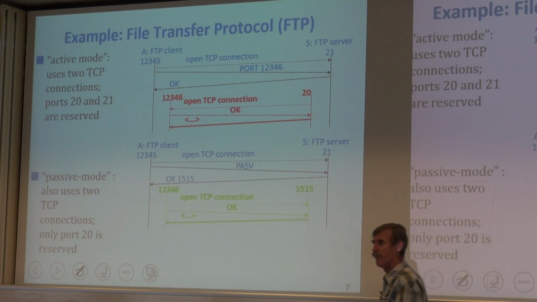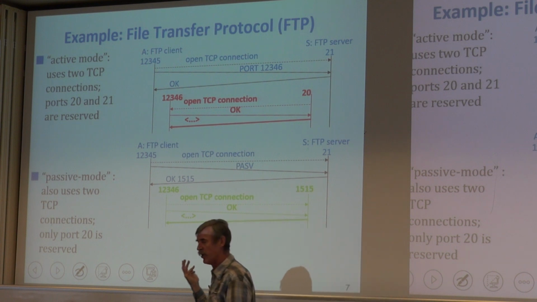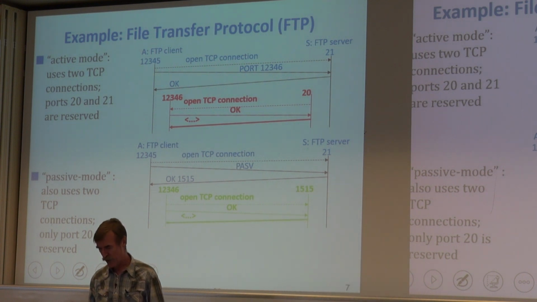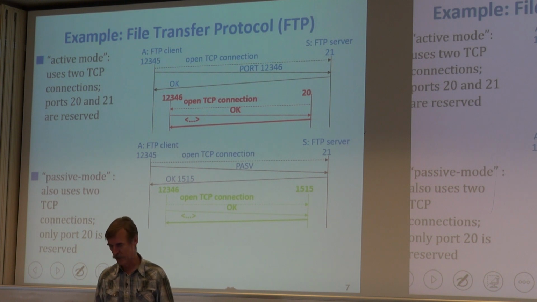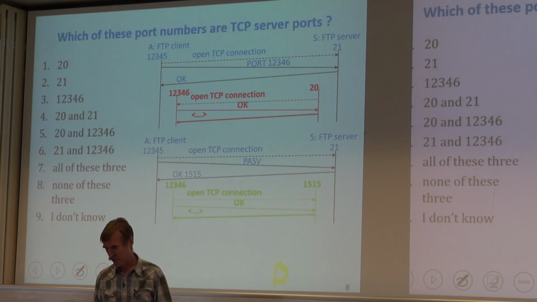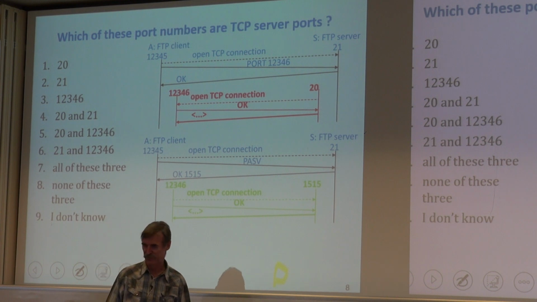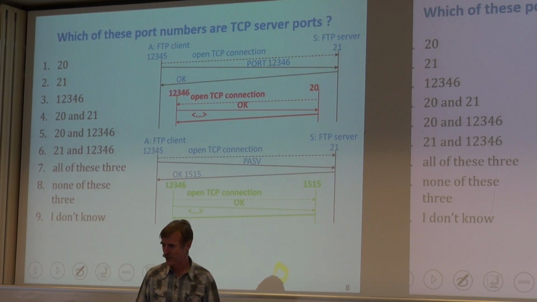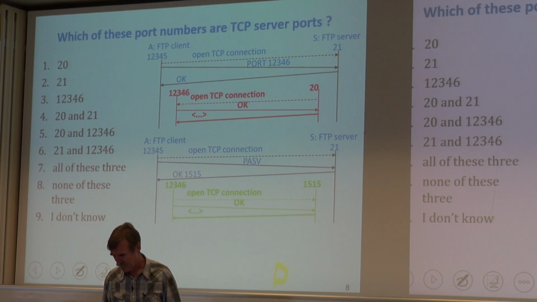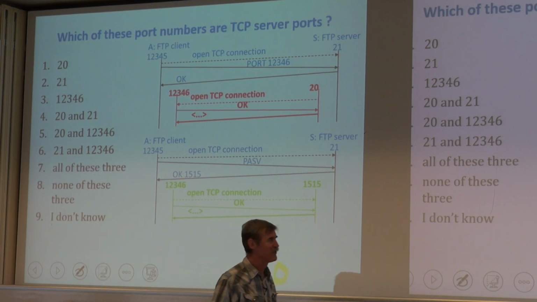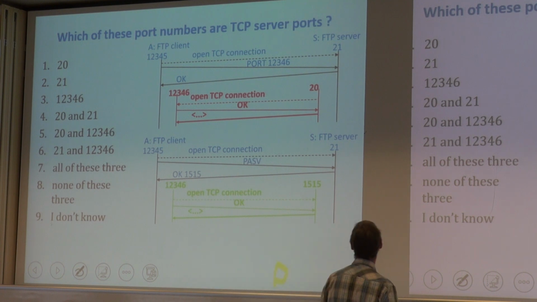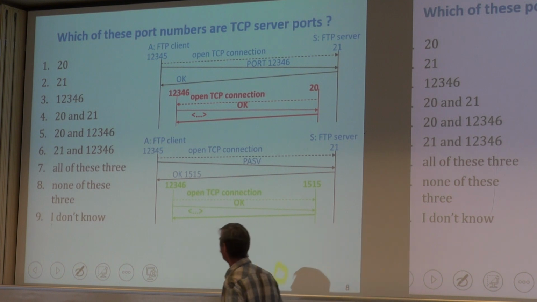Why do we have both? Well, the first one was the first originally developed. The second one is the only one that goes through firewalls today, so it was needed to avoid firewall problems. Little quiz. Which of these port numbers are TCP server ports? You have to look on the left here.